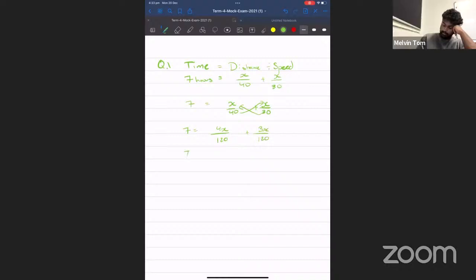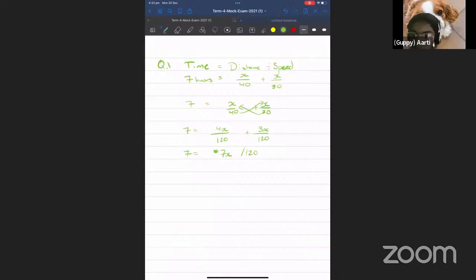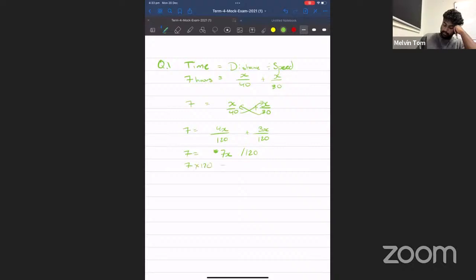So now you can add them up. 7 is equal to 7x over 120. Do you understand? Yes. Now you bring 120 across. You get 7 times 120 is equal to 7x. What's 7 times 12? 84. So 7 times 120 is 840. 840 is equal to 7x. Divide both sides by 7. 840 divided by 7 is equal to x. X is equal to 120.